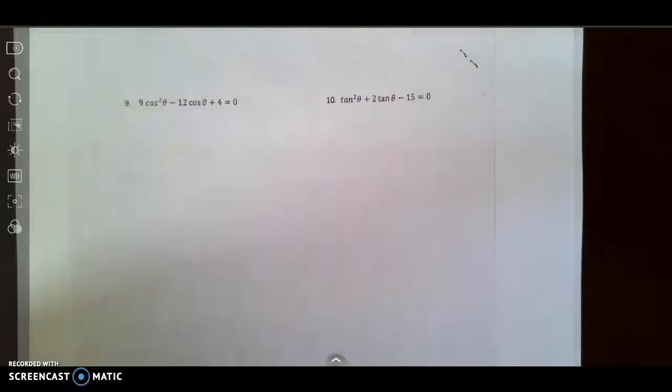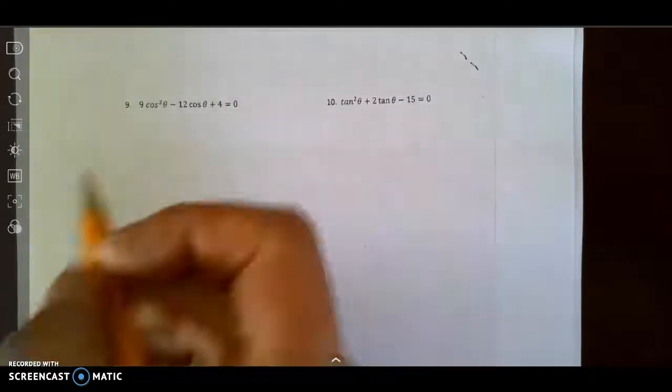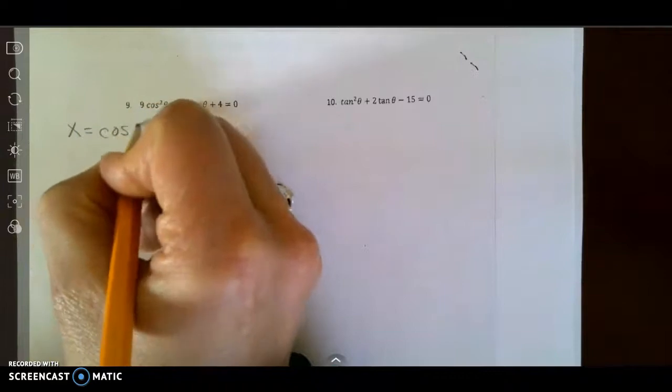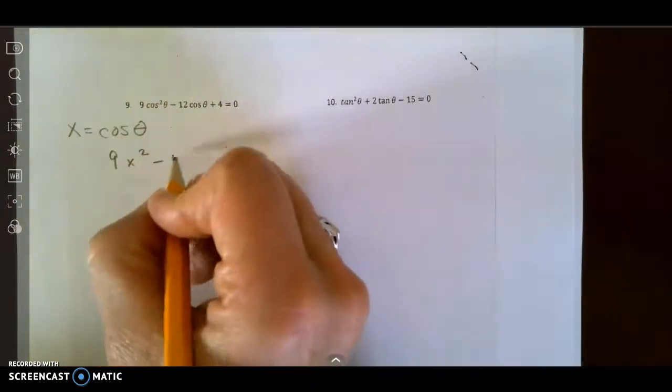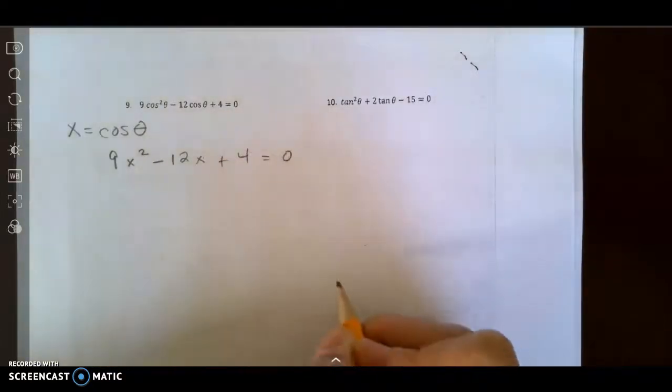So these last two, 9 and 10, slightly more challenging. We'll see how you do with them. On both of these, you're going to have to factor. I'm going to start off by letting x equal the cosine of theta, and rewriting this as 9x squared minus 12x plus 4 equals 0.